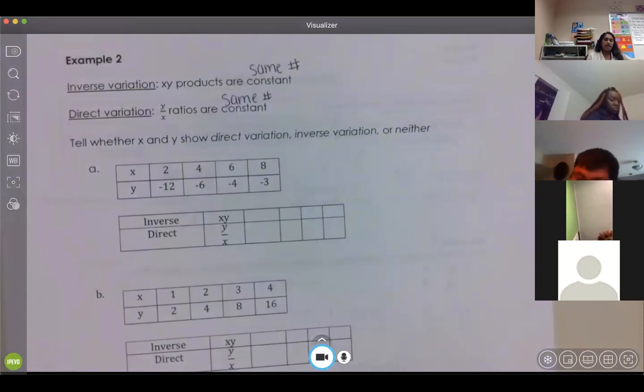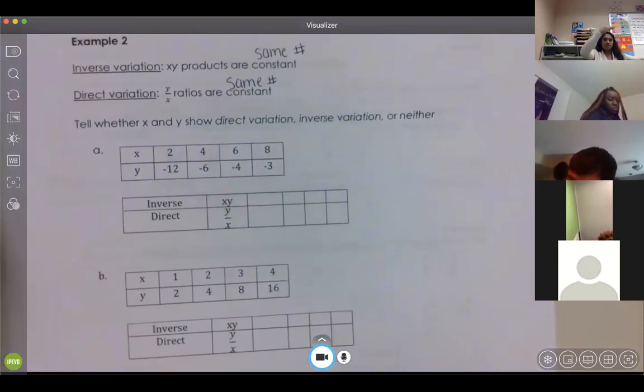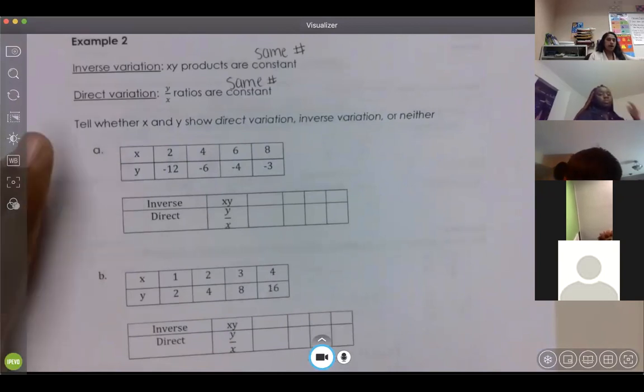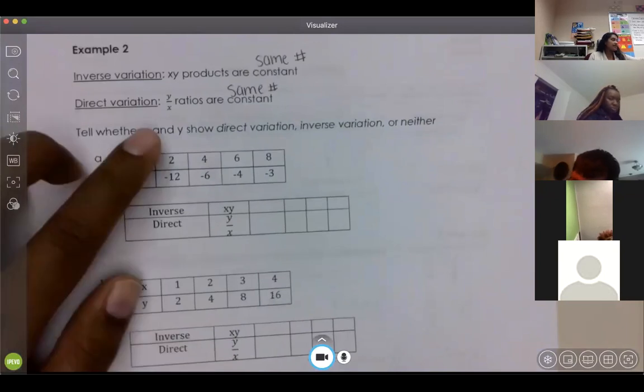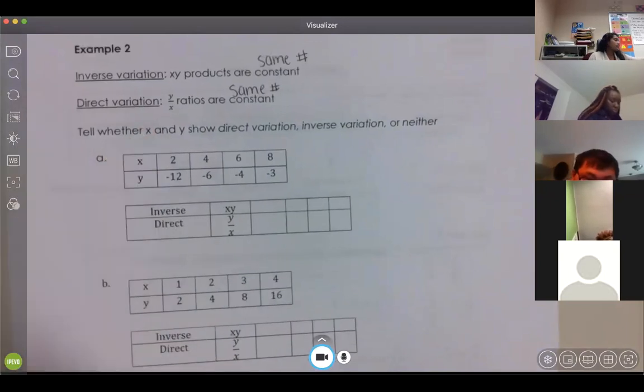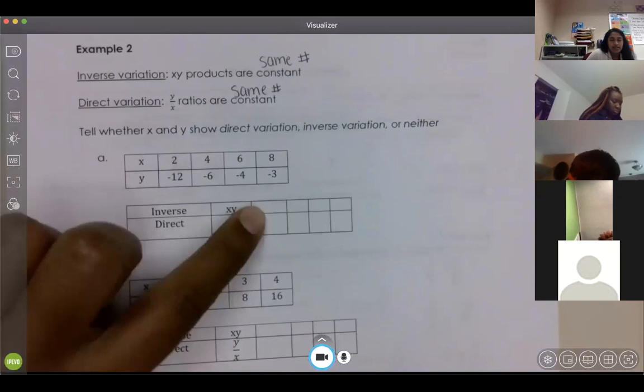All right, let's look at part A. So here's your table of values. Your x's are listed on the top, your y's are listed on the bottom. To check if it's inverse variation, you want to multiply the x and y together, and then you're going to write your answer in this part of the table right here.